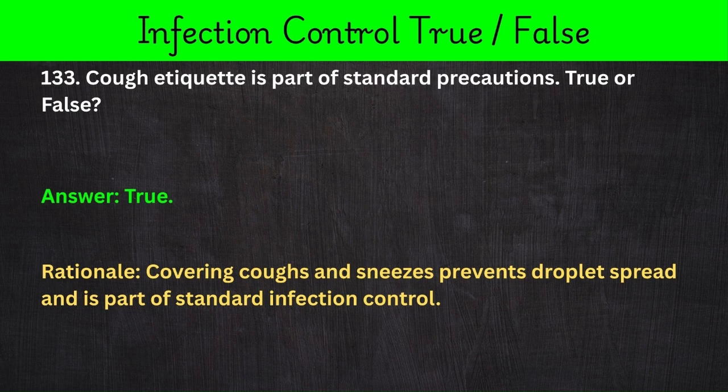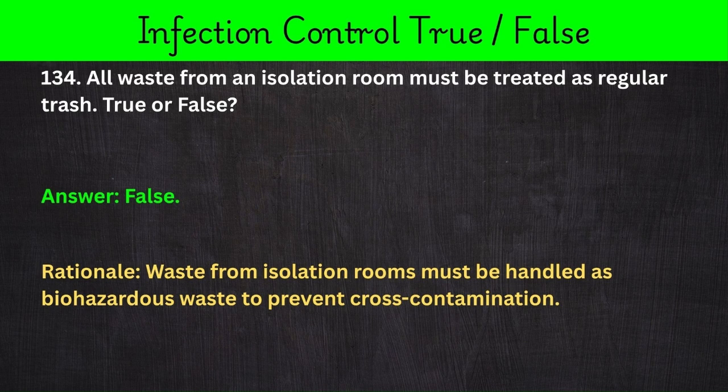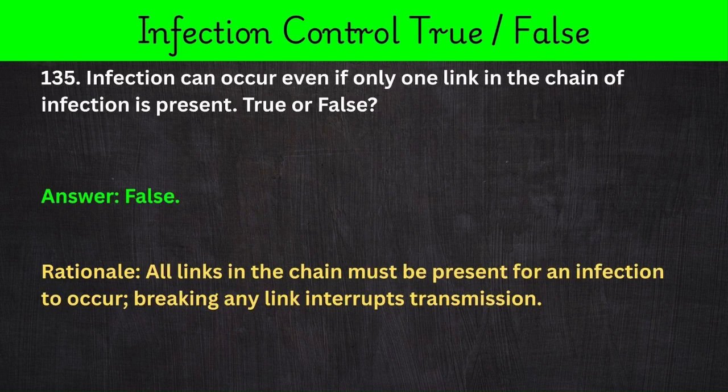133. Cough etiquette is part of standard precautions. True or false? Answer: true. Rationale: covering coughs and sneezes prevents droplet spread and is part of standard infection control. 134. All waste from an isolation room must be treated as regular trash. True or false? Answer: false. Rationale: waste from isolation rooms must be handled as biohazardous waste to prevent cross-contamination.